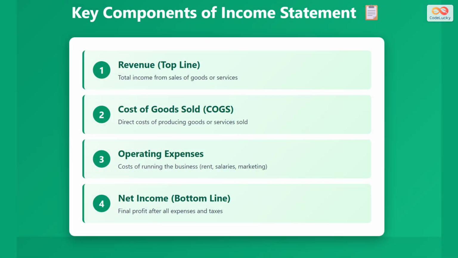Every income statement contains four key components. First, revenue, also called the top line, represents the total income from sales of goods or services. Second, cost of goods sold, or COGS, which covers the direct costs of producing those goods or services. Third, operating expenses, which are the costs of running the business day to day, like rent, salaries, and marketing. Finally, net income, known as the bottom line, is your final profit after deducting all expenses and taxes. Understanding these four components is essential to reading any income statement.